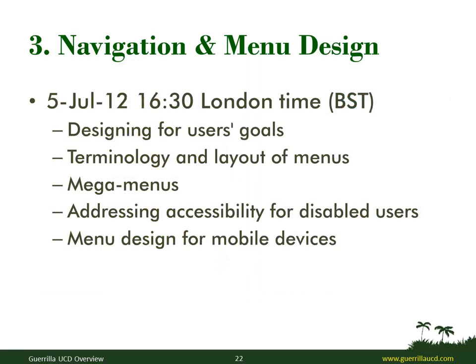Number 3 in the series is navigation and menu design, and this is all about getting people to their goals and looking at how that's done and the terminology that we use for that. We'll also be looking fairly briefly at somewhat newer design approaches like mega menus, how to do those well, and how not to do those well. We will be talking a little bit about accessibility, and we will be looking briefly at designing menus for mobile devices.